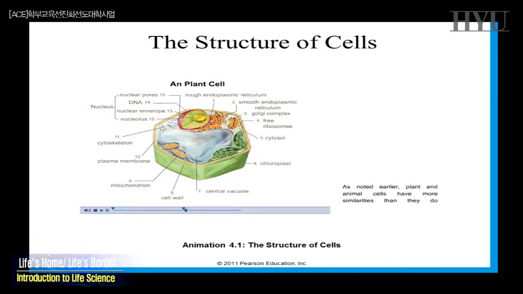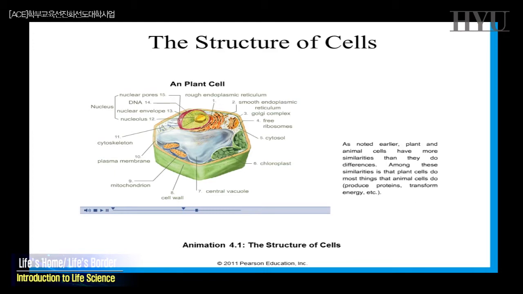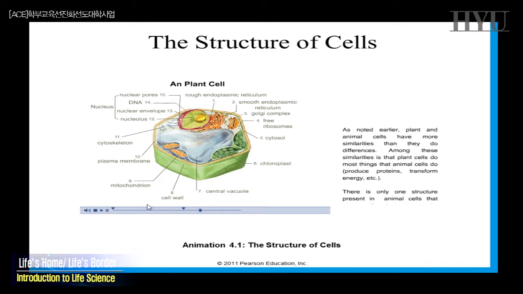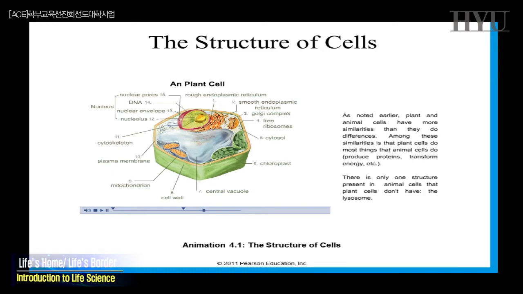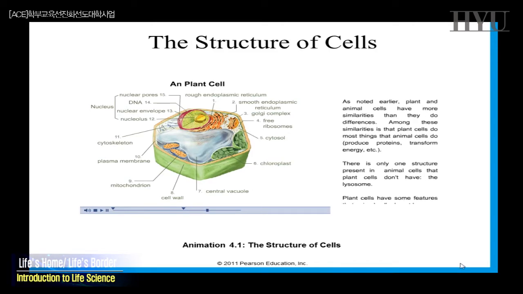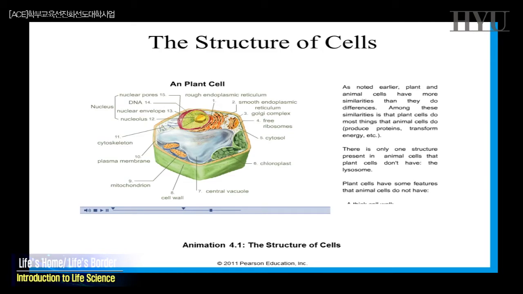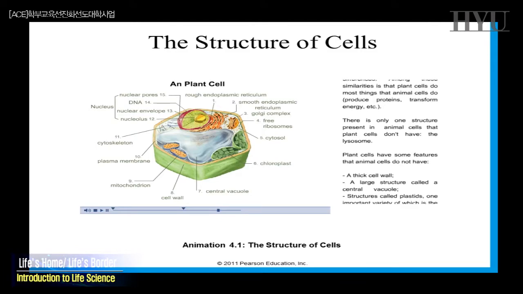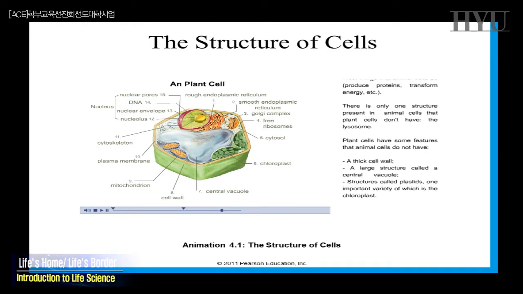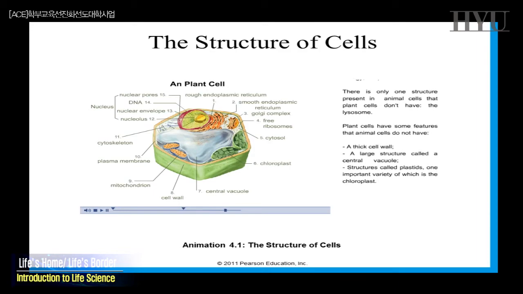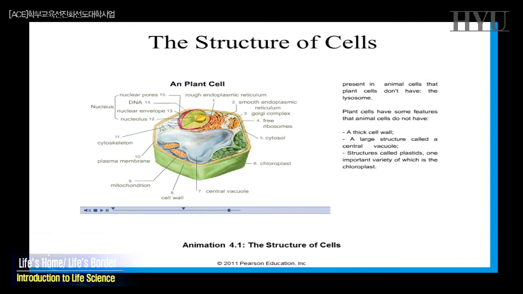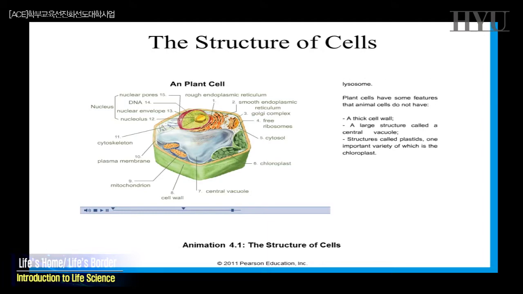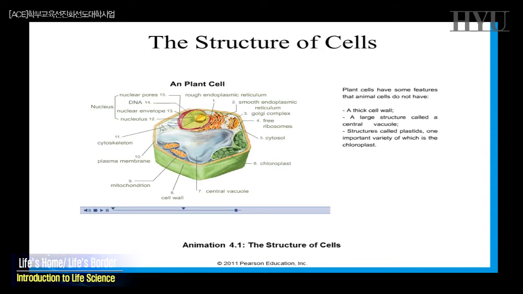As noted earlier, plant and animal cells have more similarities than they do differences. Among these similarities is that plant cells do most things that animal cells do, that is, produce proteins, transform energy, and so on. There is only one structure present in animal cells that plant cells don't have, the lysosome. Plant cells have some features that animal cells do not have. A thick cell wall, a large structure called a central vacuole, structures called plastids, one important variety of which is the chloroplast.